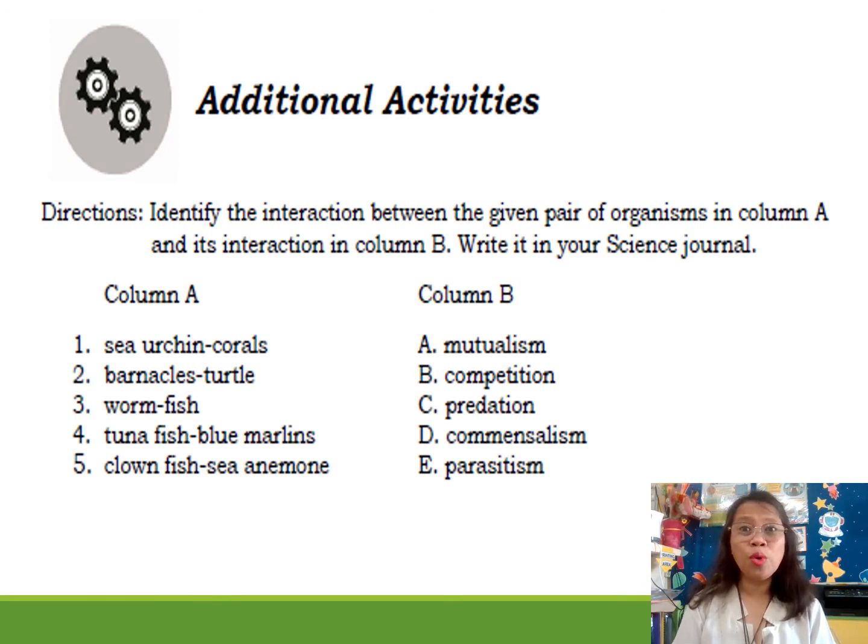Next, we have worm and fish. Number 4, tuna fish and blue marlins. Blue marlins follow the bigger tuna. And number 5, clownfish and sea anemone. Now, if you are in doubt with it, you can research it. If you have load or extra load or computer, internet connection at home, you can Google it.